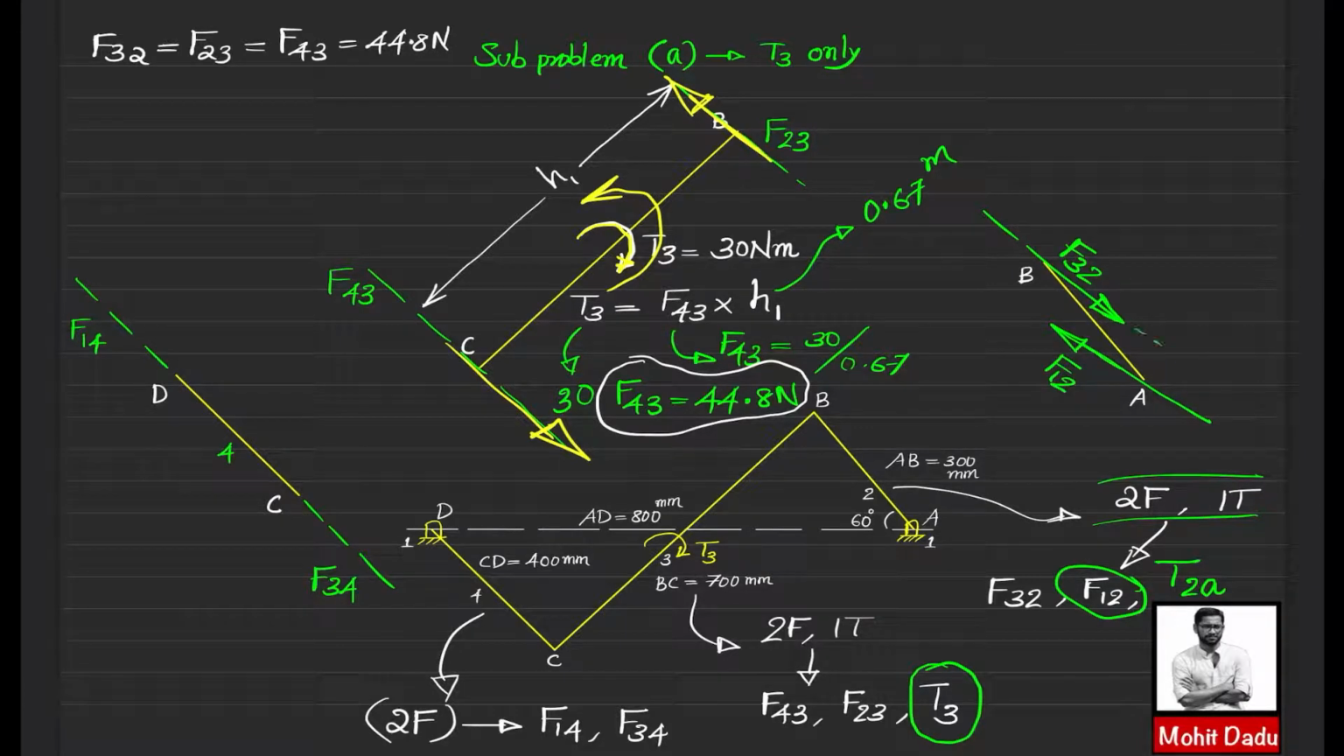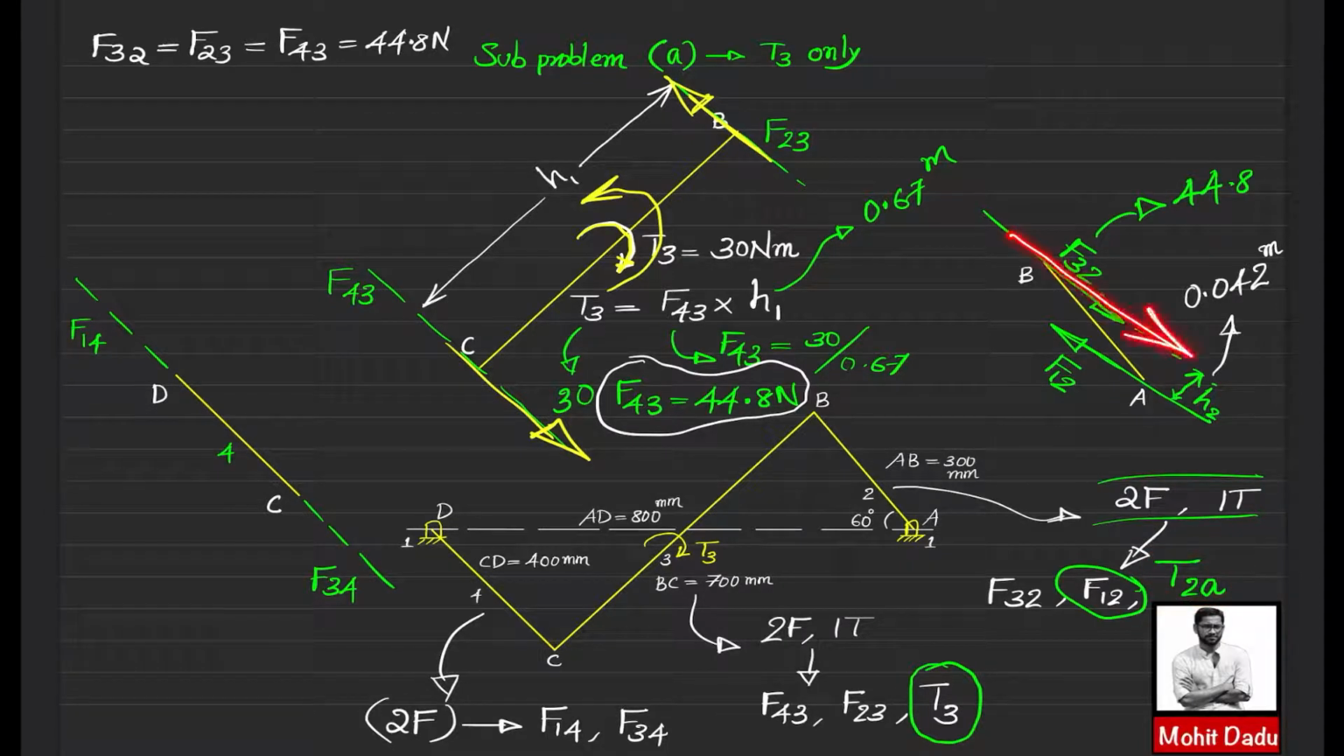So now you can measure the perpendicular distance, and I will be naming it as H2, and here the value of F32 is 44.8 Newton, and this distance H2 you can measure from this diagram. Then that H you will be getting as 42 mm. 42 mm means 0.042 meters. So here we will be looking for the direction of this couple to be applied on link number 2, that is T2A.